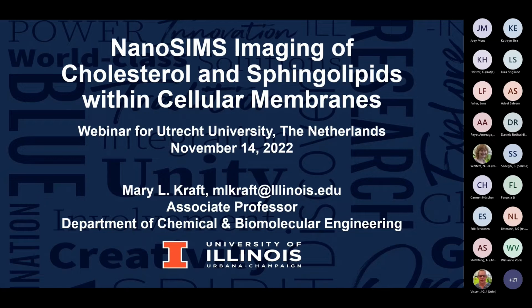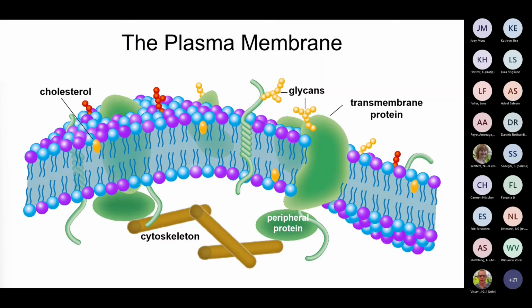So I'm going to tell you about the work my lab has done in which we're imaging the cellular plasma membrane. The plasma membrane is a selectively permeable barrier that surrounds cells. It's composed of a lipid bilayer, shown here in this cartoon. There are many different lipids. I have shown the lipids as blue and purple, which only shows two, but there are hundreds of different lipid species. There's cholesterol, which is a sterol.